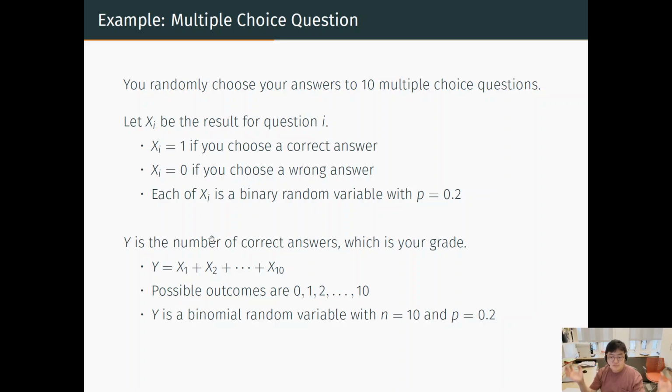This is your quiz grade. And we define Y as a binomial random variable with parameters 10 and 0.2. Think about the online quiz. The possible outcomes are 0. You may get 0 points. And also you can get 10 points. That is also possible, right? So there are 11 possible outcomes because it's from 0 to 10. But the main point here is we are going to describe 11 possible outcomes, or 11 probabilities.